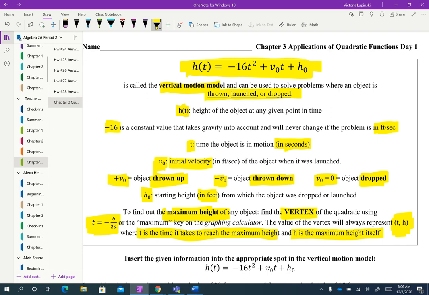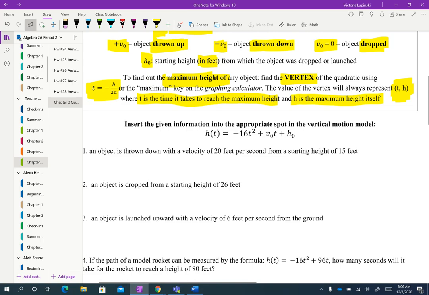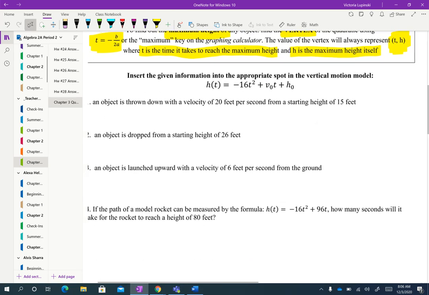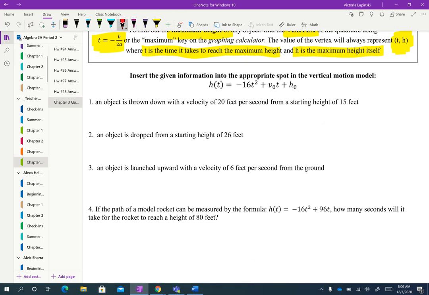So those are all the different variables in the equation, and now we're going to try to solve some problems with them. Take a look here at the first three. In the first three problems, all I'm asking you to do is insert the information into the appropriate slot in the vertical motion model. Eventually, you're going to have to create an equation and then solve it. For now, we're just making sure we understand how to set it up. So we're definitely going to start with h of t. And an object is thrown down with a velocity of 20 feet per second.